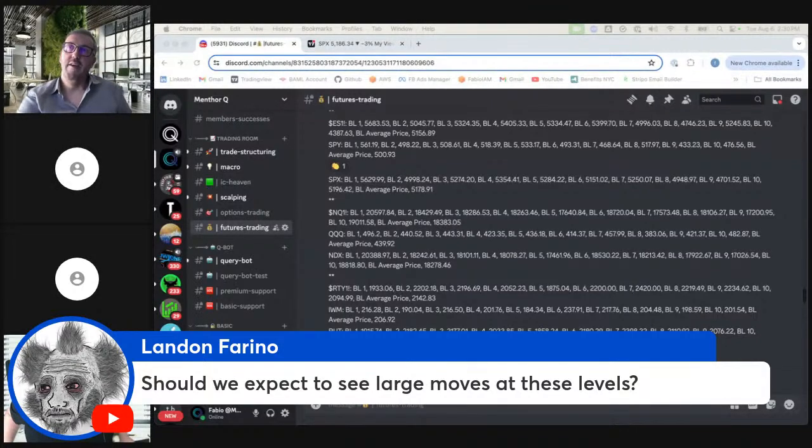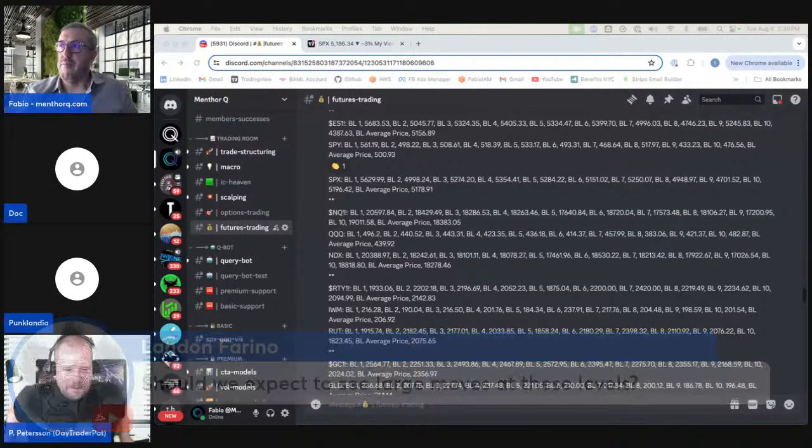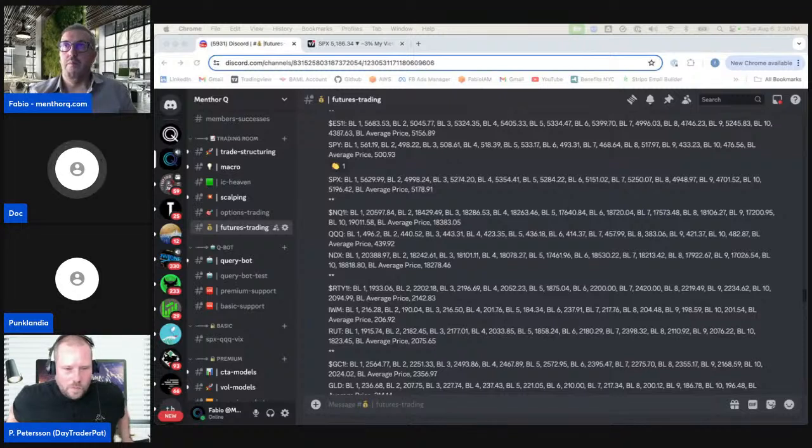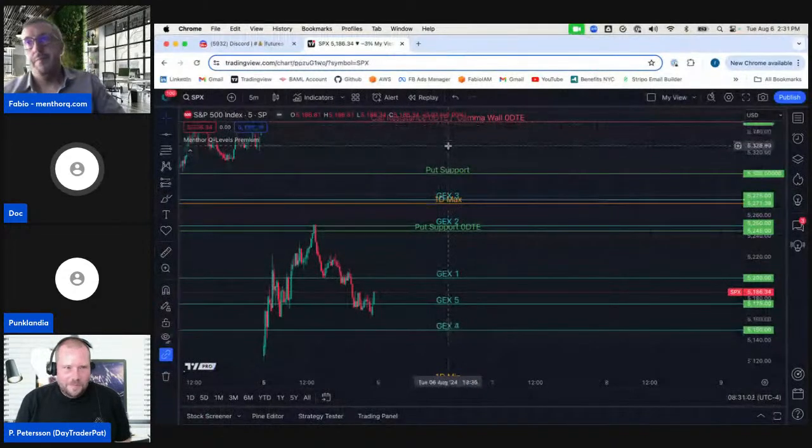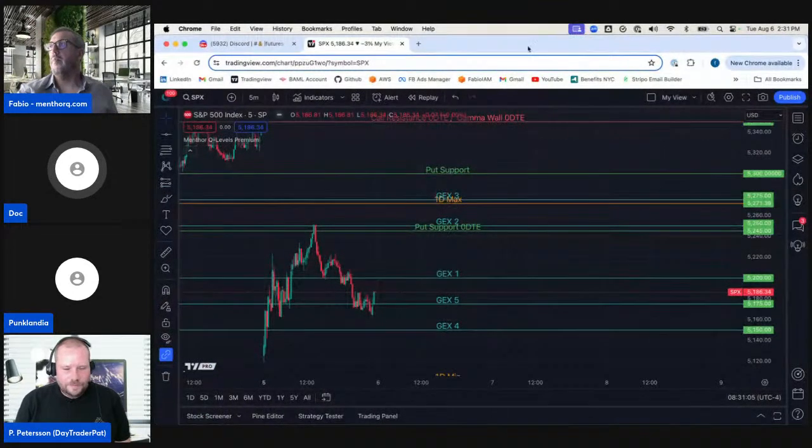Should we expect to see large moves at these levels? Okay, well, when you say these levels, I'm not sure which levels you mean, but I think of the larger levels as key inflection points, key points where we're going to stall. Think of it as support or resistance, where we'll have a larger reaction if we break them or stall. And that's where, if you're day trading or scalping, those are your reaction zones that you're looking for.